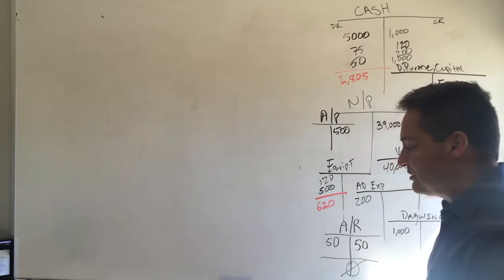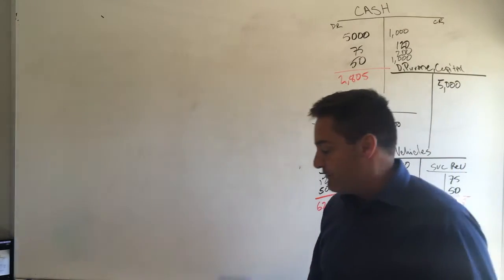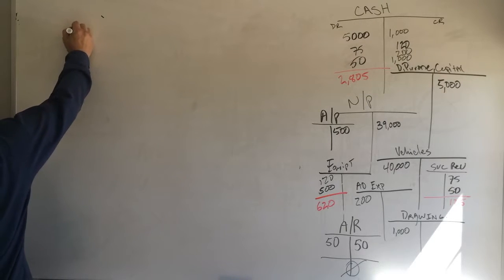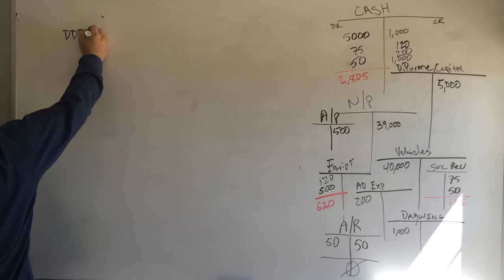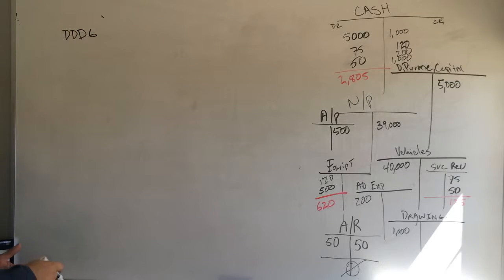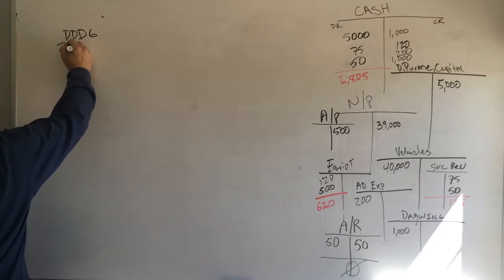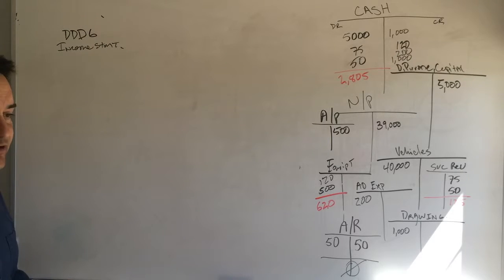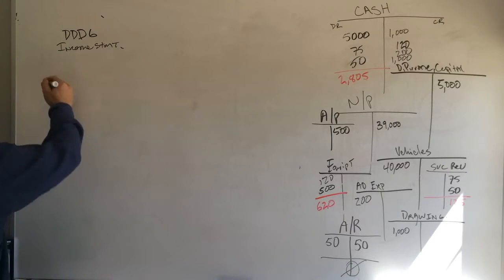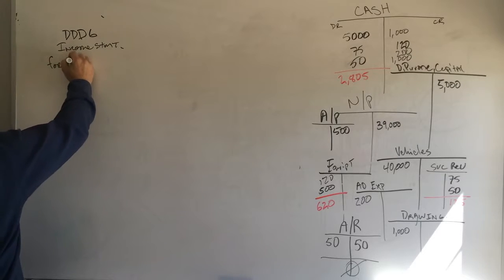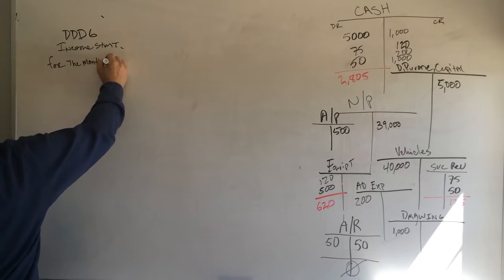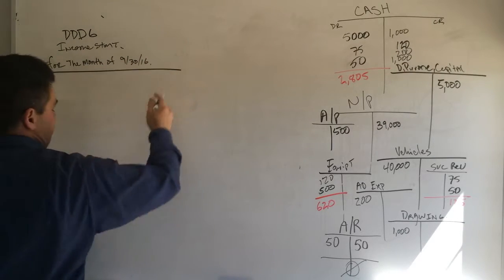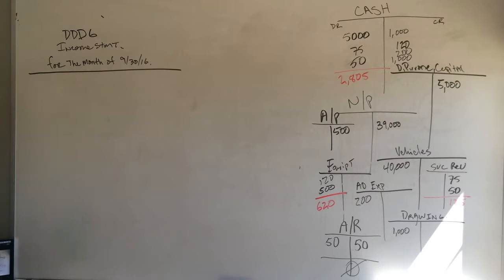So now what I'm going to do is create the financial statements. The first financial statement that we're going to create is the income statement. So the income statement has the name of the company or the name of the business. DDDG stands for Durango Dave's Dog Grooming. Then the name of the statement, income statement, and then the range of time. And so this is for the month of September 2016. Okay, so this includes all of the days in September.